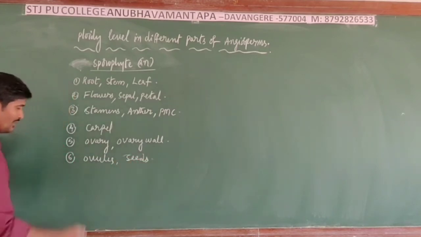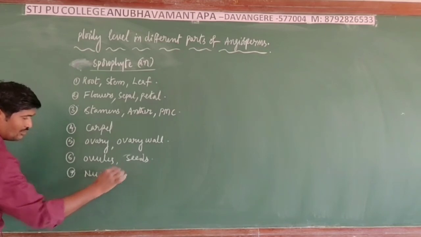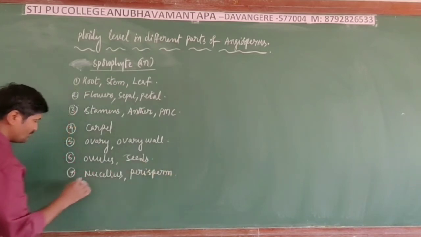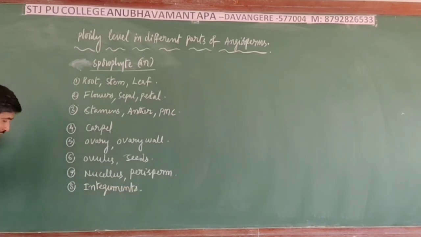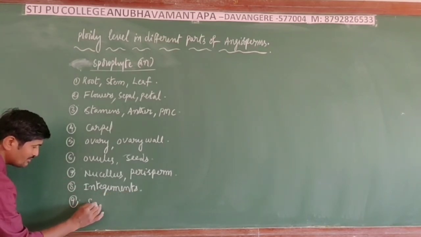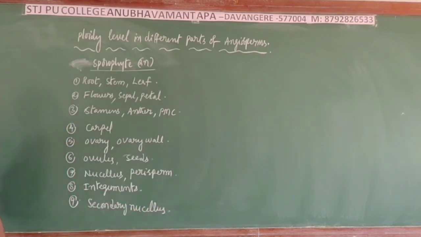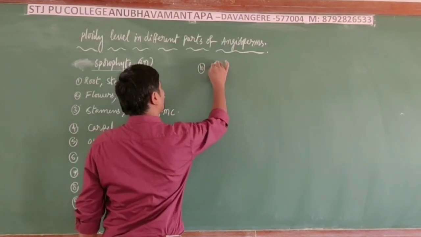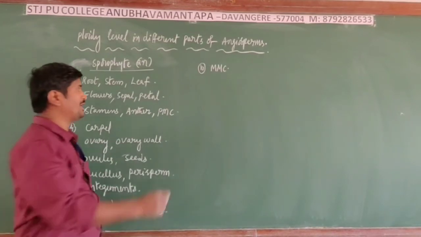Seeds also diploid. What are the main parts here? Ovules, nucellus. Okay, the persistent nucellus is known as the perisperm. Integuments. Next one, secondary nucleus. Secondary nucleus, nucellus, integuments, secondary nucleus. Next one, MMC, megaspore mother cell. The megaspore mother cell is also which one? Diploid.